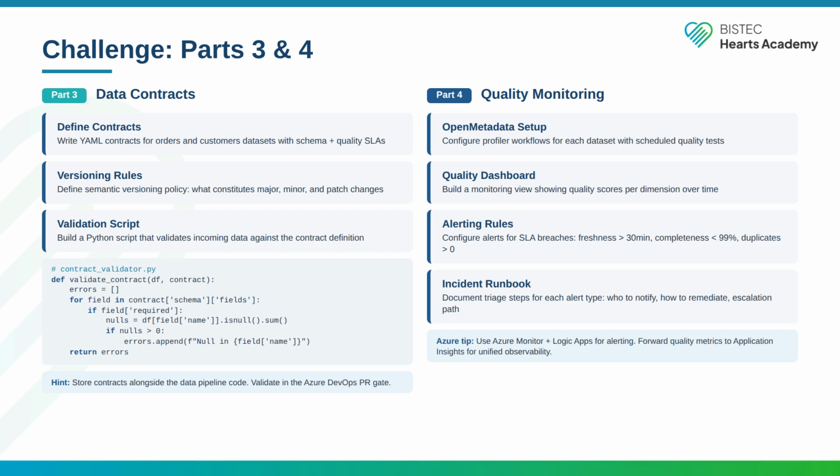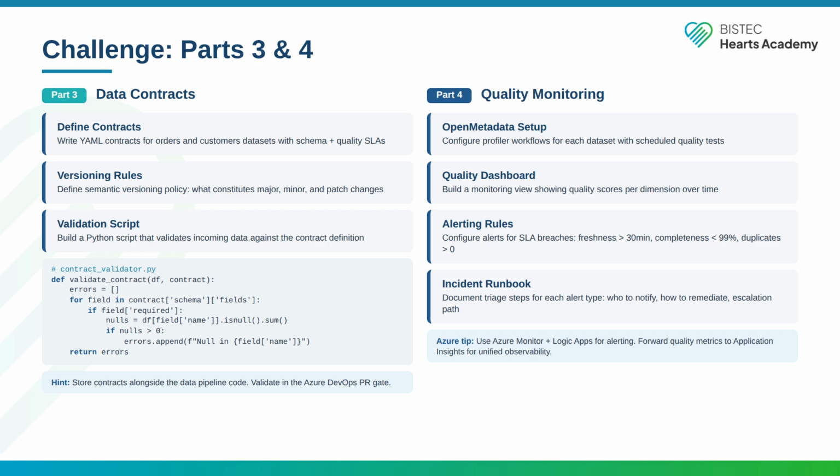Then build a Python validation script that reads a contract YAML file and validates incoming data against it. The script should report violations clearly. Store these contracts alongside your pipeline code and add a validation step to your CI configuration.